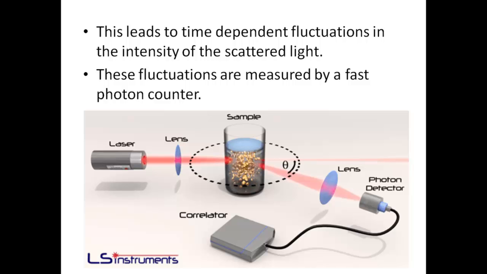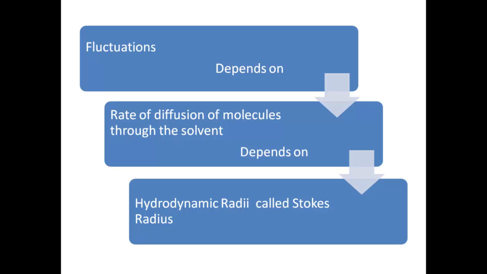Okay, and these fluctuations are measured with the help of a very fast photon counter. So how this fluctuation is taking place, we count with the help of a photon counter. Okay, now just to understand how we are going to proceed further, how fast or how slow the fluctuation is taking place actually depends upon the rate of diffusion of molecules through the solvent. Okay, and that rate of diffusion depends upon the hydrodynamic radii. Basically, these are connected to each other.